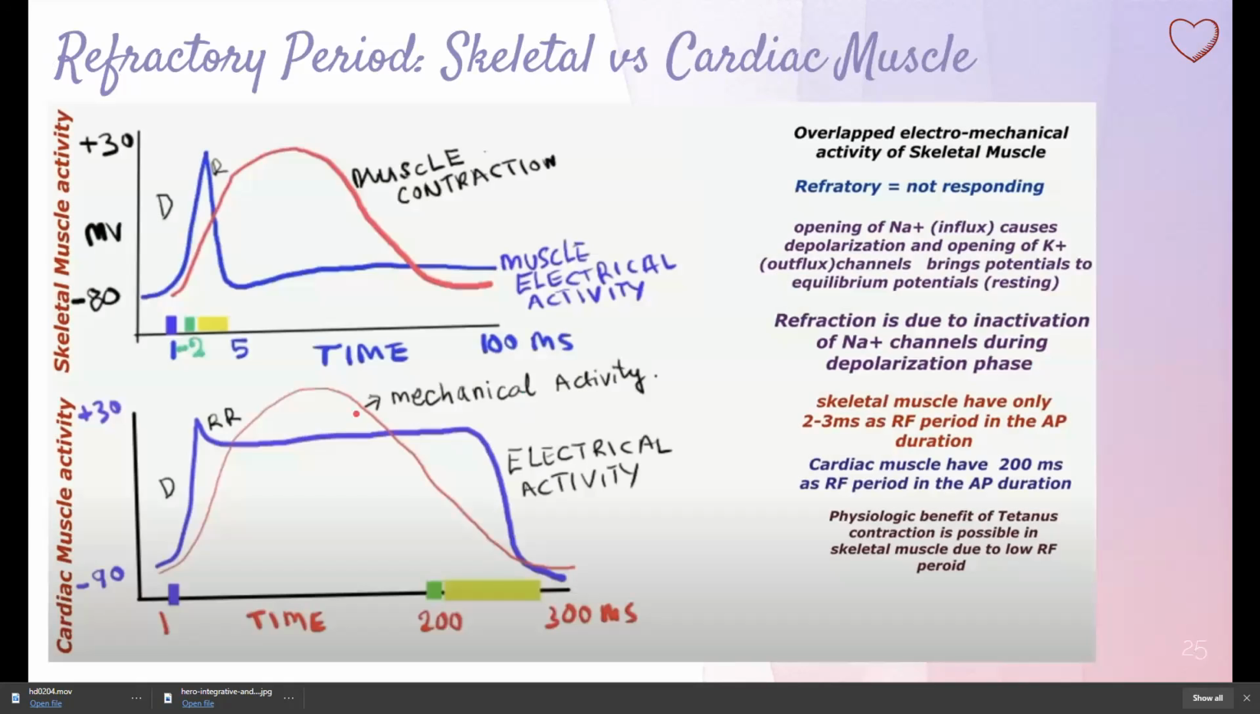So this is a good comparison, and it shows the differences in skeletal muscle versus cardiac muscle. You can read these notes on your own time to get a better understanding, or you can ask questions after the lecture is over.